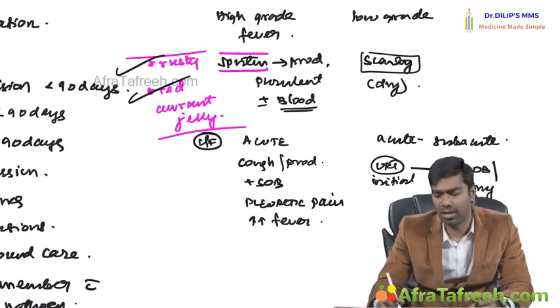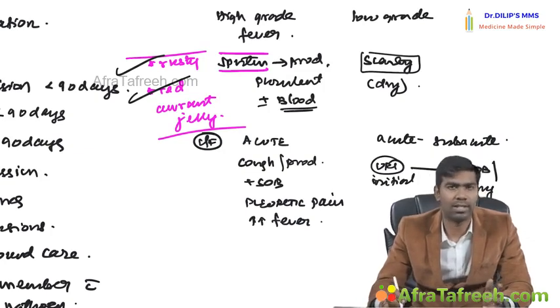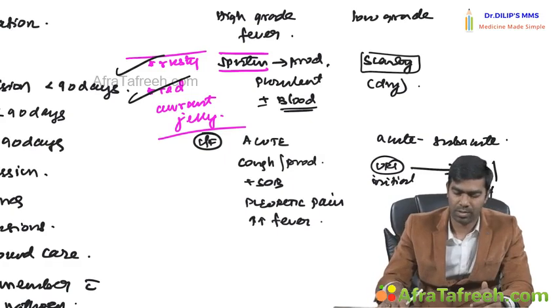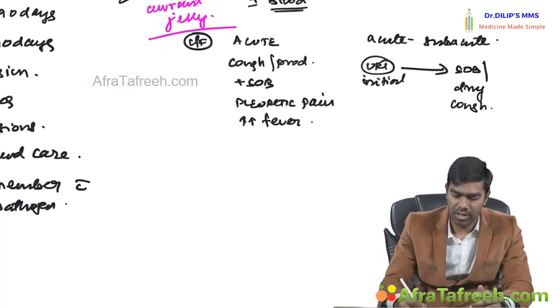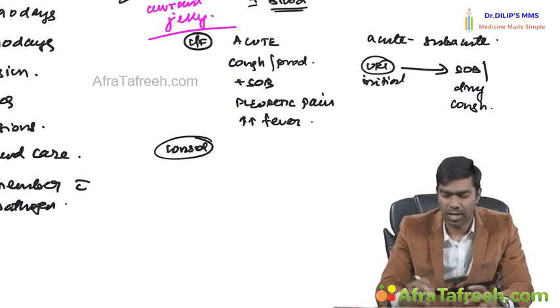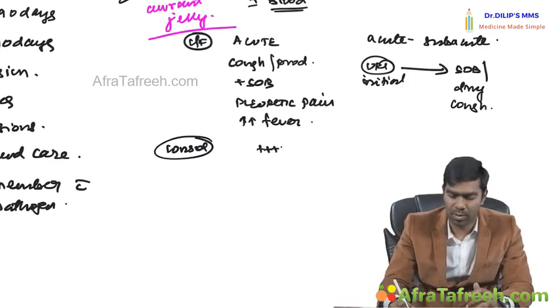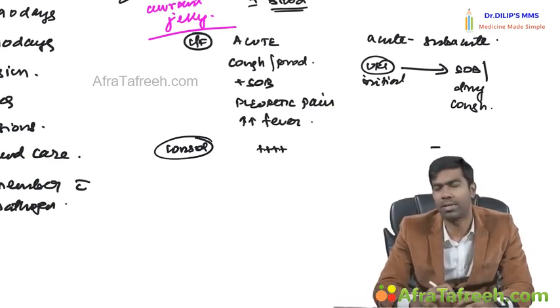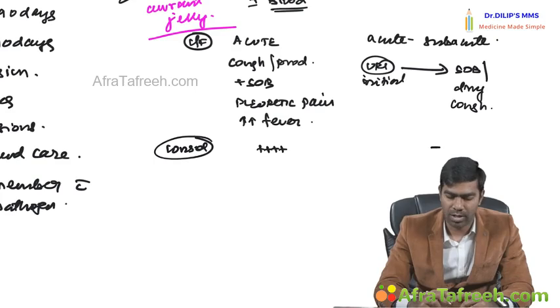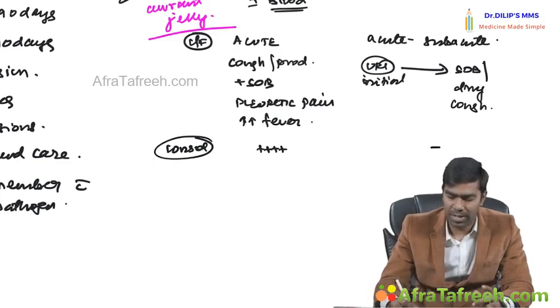So pleuritic pain, this purulent sputum, all these things are very rare in atypical pneumonia. Similarly, you will get classic signs of consolidation in a typical pneumonia only. All the typical signs of consolidation will be lost in an atypical pneumonia. Remember, what do you mean by typical signs of consolidation?